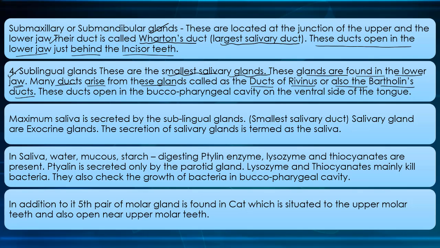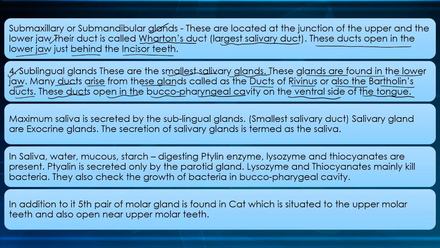These ducts open into the buccopharyngeal cavity on the ventral side of the tongue. What you have to remember is where these ducts open and what the names of the ducts are. First is the parotid gland. Its duct is Stenson's duct, which opens in the buccal vestibule near the upper maxillary first molar.